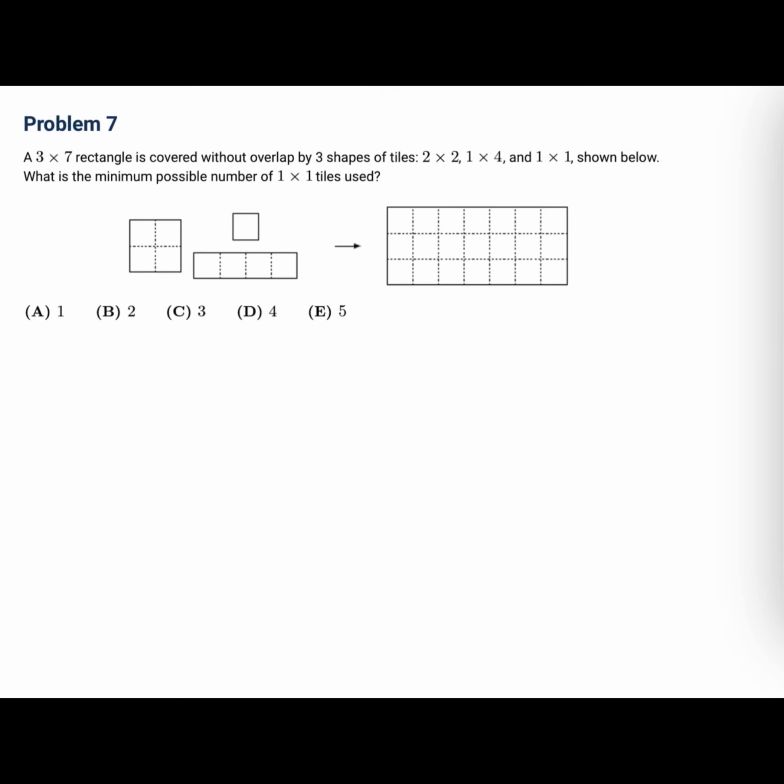Problem 7. A 3x7 rectangle is covered without overlap by 3 shapes of tiles: 2x2s, 1x4s, and 1x1s, shown below. What is the minimum possible number of 1x1 tiles used?